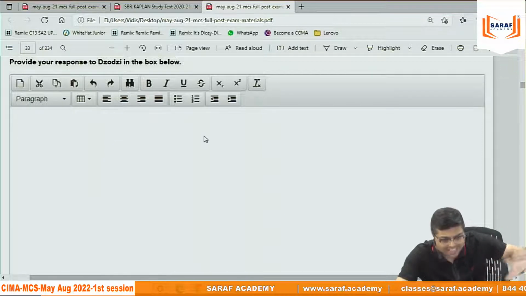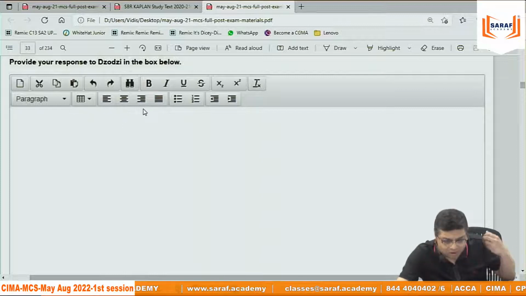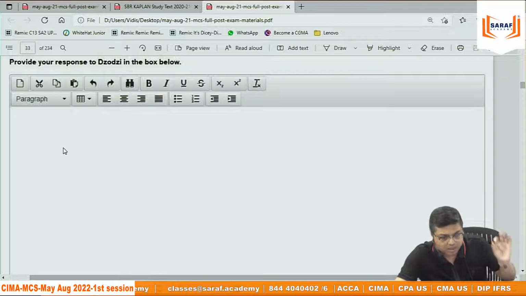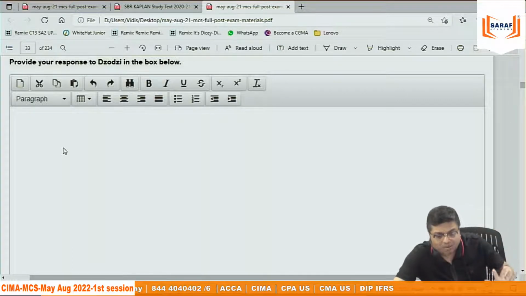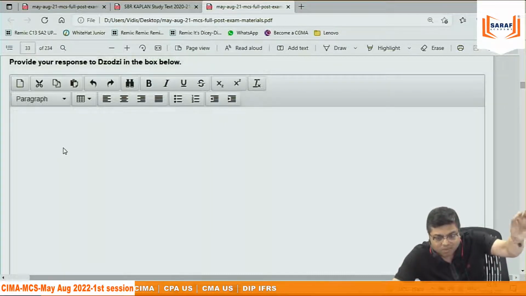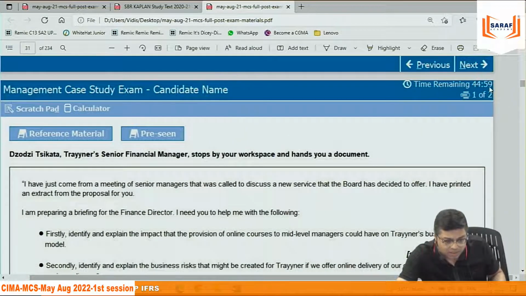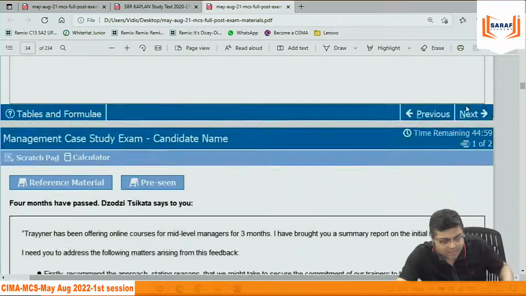There is no Excel, anything. And basic window features, word features are there. Even all these are not required, but you start typing your answer. Reading, planning, writing, everything you will get in total 45 minutes. You can't request the invigilator, can you give me 1 minute more? Because once 45 minutes is over, this will be automatically submitted, whatever you have written.